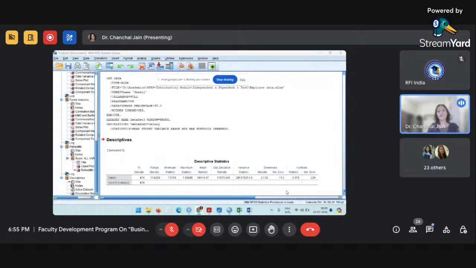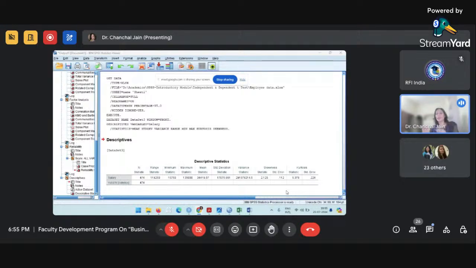Usually for a perfect normal distribution, skewness should be 0, meaning there should be no skewness in your data. Data should be symmetric around your mean, meaning 50% of the data should be on the left-hand side of your mean and 50% on the right-hand side. This is the meaning of symmetric, right?